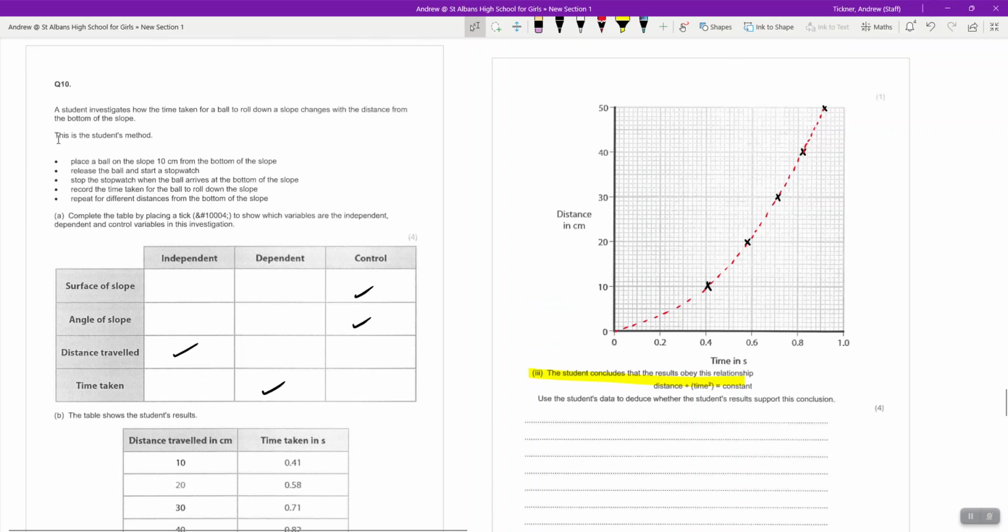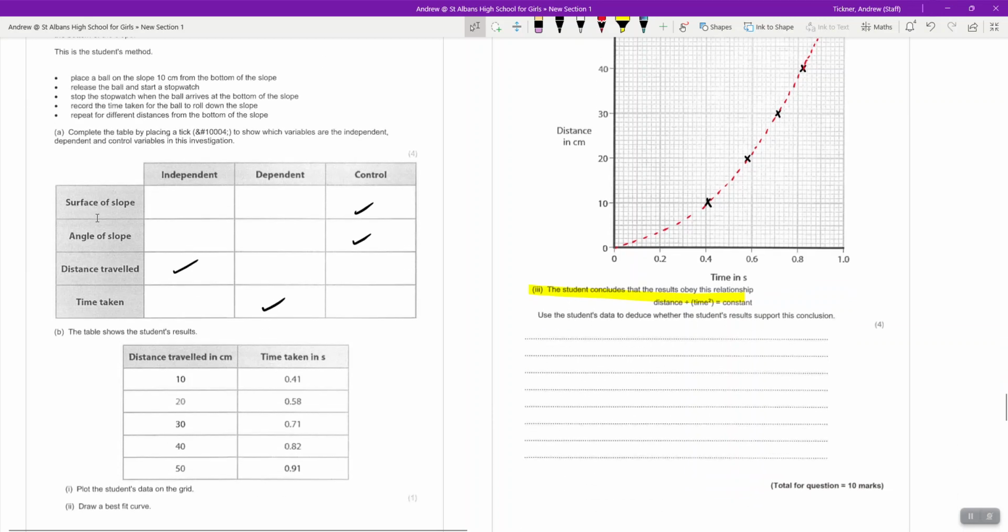Right, question 10. We've got an investigation, and we're going to start with a few things. Student investigates how the time taken for a ball to roll down a slope changes with the distance from the bottom of the slope. We've got a method, and we want to identify independent, dependent, and control variables.